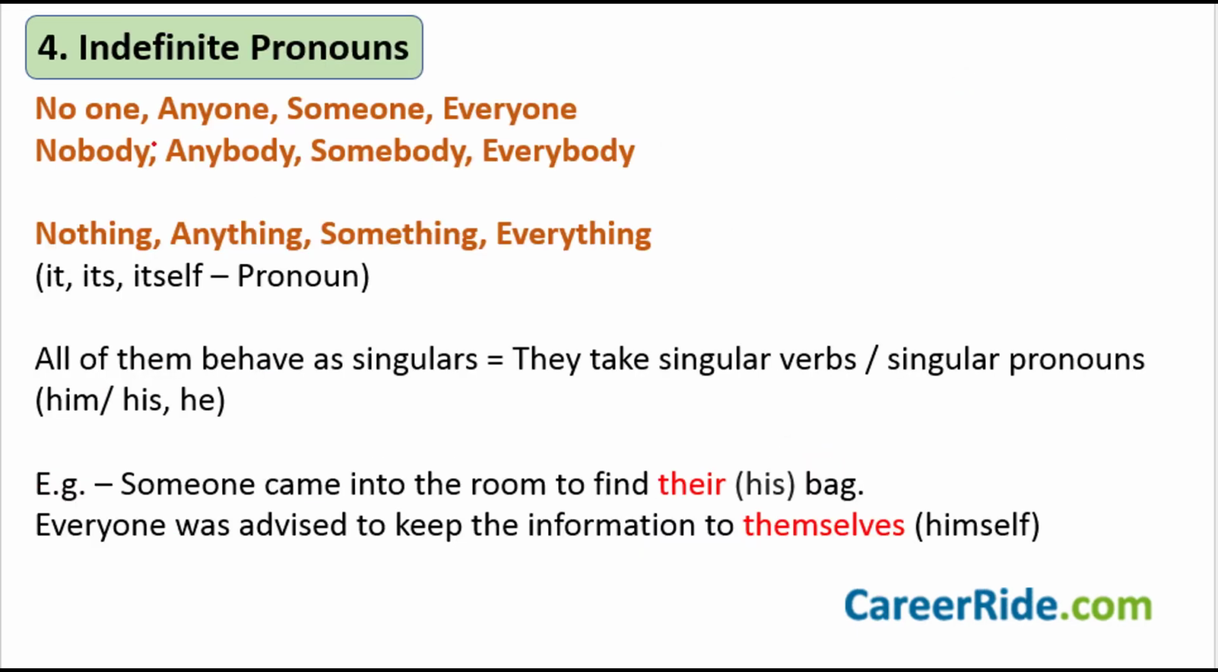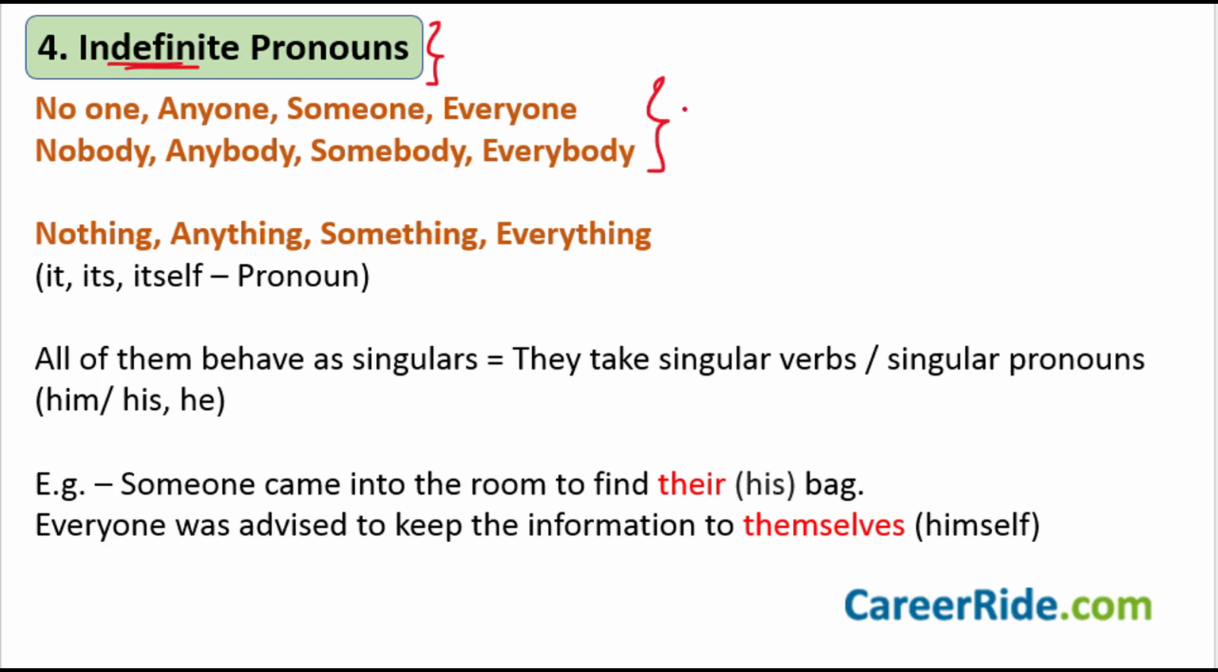Okay, now the next variety of pronouns that we are going to discuss is indefinite pronouns. And as the word itself suggests, indefinite means not something very specific. So these are the pronouns that do not talk about something very specific. Okay, and the words that are used as indefinite pronouns are no one, anyone, someone, everyone. So you can see we are talking about living things here, right? And these words can also be replaced with nobody, anybody, somebody, everybody.